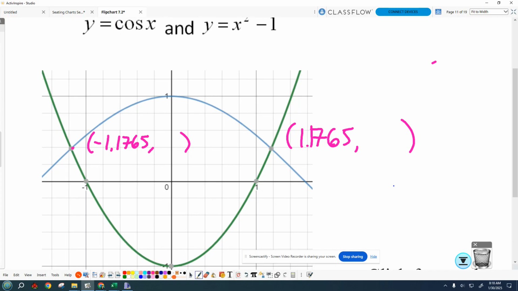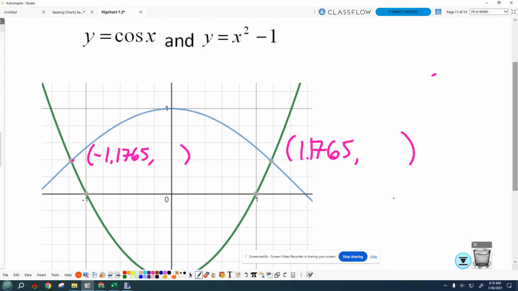Eddie, how do I set up? Okay. Now that you have your 2 points, you could do the integral from negative 1.1765 to positive 1.1765. And then you would do cosine of x minus the whole thing of y squared minus 1 on dx. She said the whole thing, meaning don't forget the parentheses. If you forget the parentheses, that -1 becomes a -1 instead of a +1 when we distribute the negative.